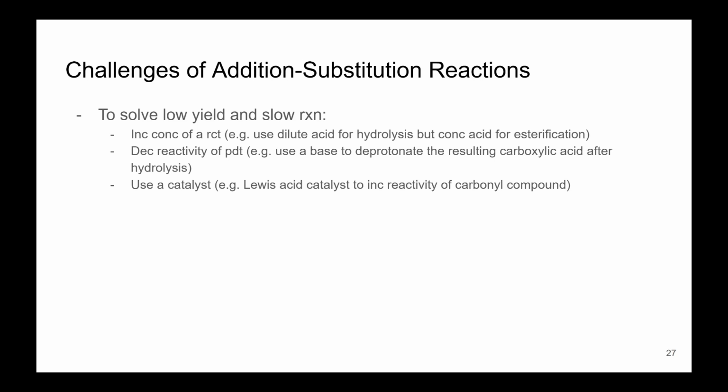For example, you can use a Lewis acid catalyst to increase the reactivity of the carbonyl compound. What happens is that the Lewis acid catalyst basically attaches to a carbonyl oxygen, thereby pulling the electron density further away from the carbonyl carbon, making it more electrophilic and more readily attacked. When using a Lewis acid, it doesn't have to be H plus. It can be a metal ion.